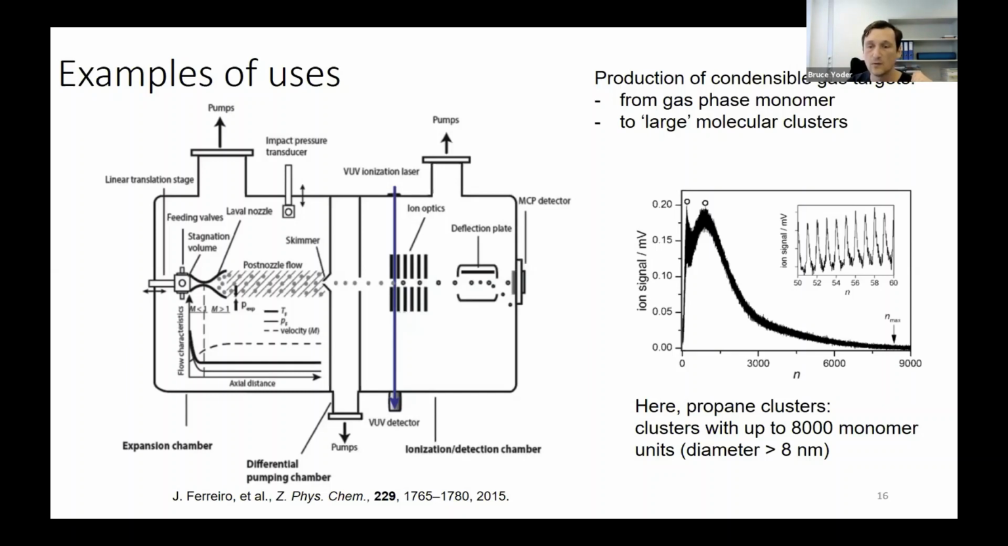Here, we see a mass spectrum of propane clusters generated in a Laval expansion. The ion intensity is plotted as a function of n, where n is again the number of molecules per cluster. In this example, clusters of up to n equals 8,000, or more than 8 nanometers in diameter, were produced. So we can generate large clusters.